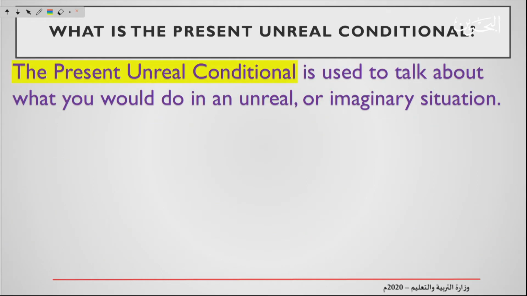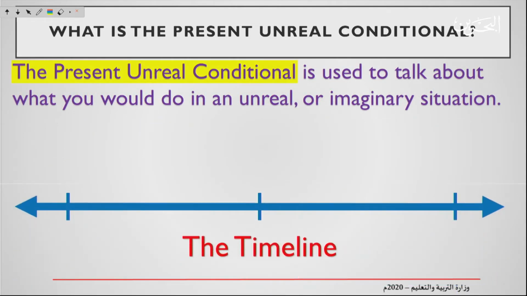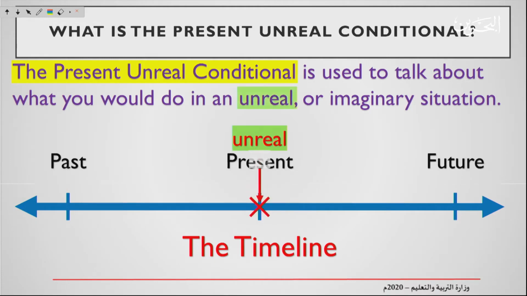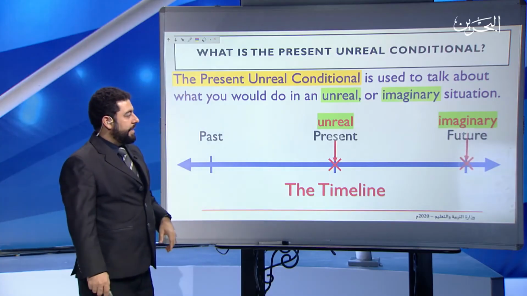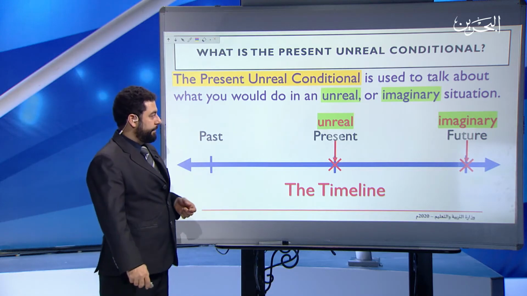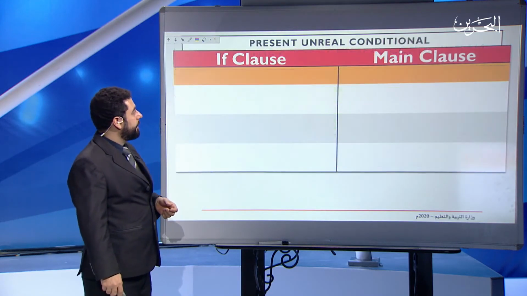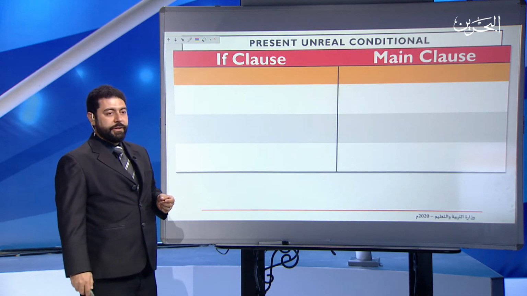So the present and real conditional, in order for us to understand it, I have to draw the timeline, where the present is in the middle, with the past and future. So, the unreal should be in the present, all right? And the imaginary should be in the future. Okay, present and real conditional.